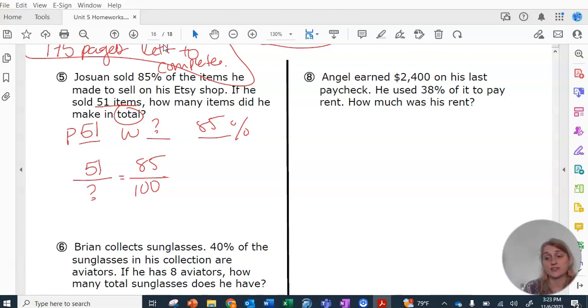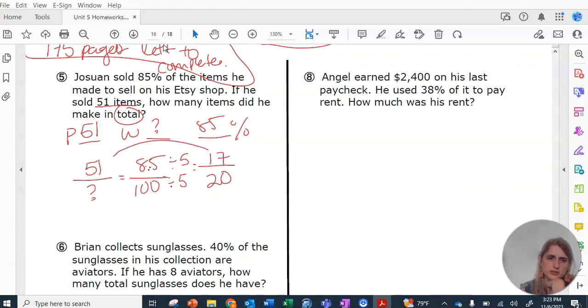I don't know. 85 times something or divided by something equals 51. Or 85 divided by something that equals 100, or times something. So, when I don't know, I don't panic. I just simplify. 85 divided by 5 gives me 17. And 100 divided by 5 gives me 20.